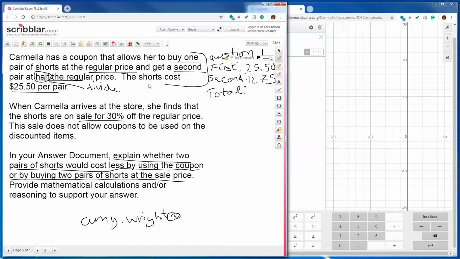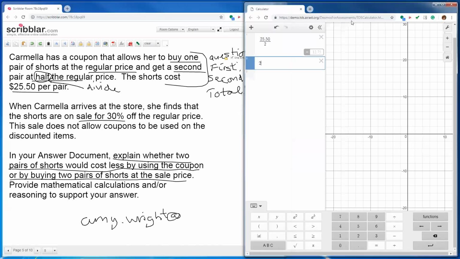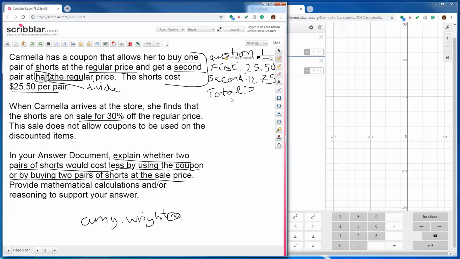So if we have 1 pair for $25.50 and 1 pair for $12.75, what's the total I'm going to have to pay for both of those shorts? $38.25, and we can always type it into a calculator too. We add those together.